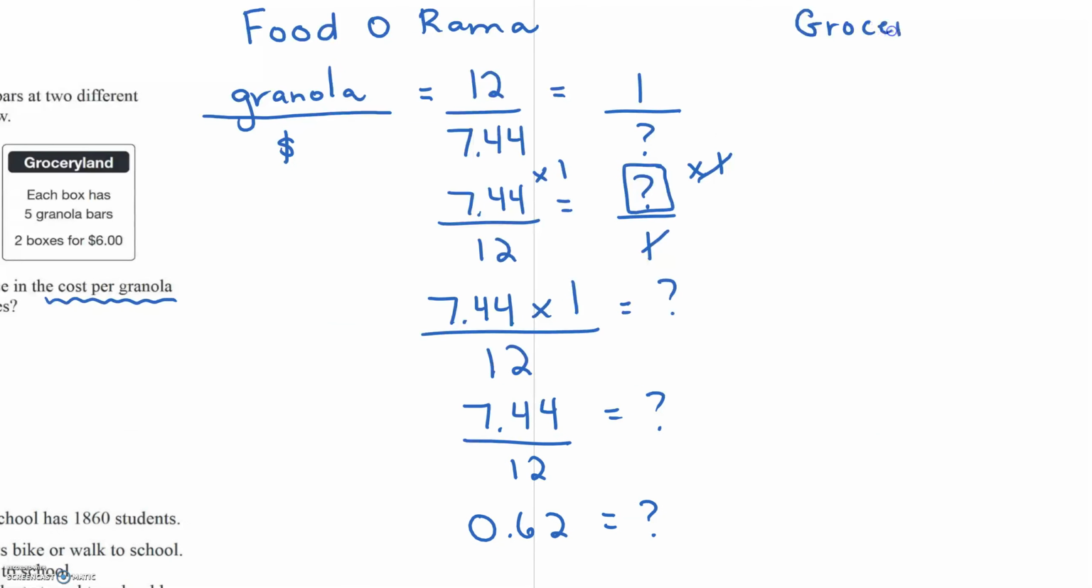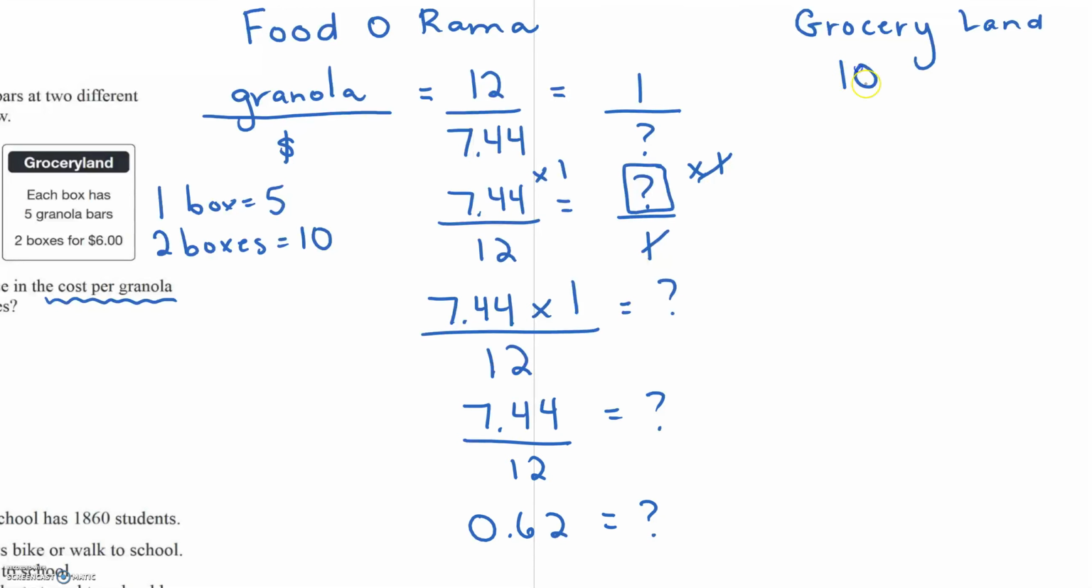So I'm going to write Groceryland over here and do the same work, except this time the cost for 2 boxes is $6. And each box has 5 granola bars. So this is significantly different than the Foodorama description because Foodorama told us how many granola bars we had. This one for Groceryland does not. But you have to know that in one box, there's 5 granola bars. So in 2 boxes, we're going to have 10 granola bars.